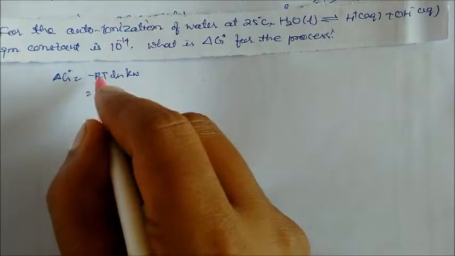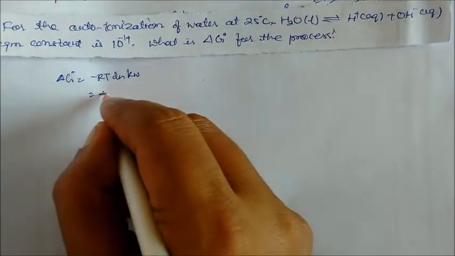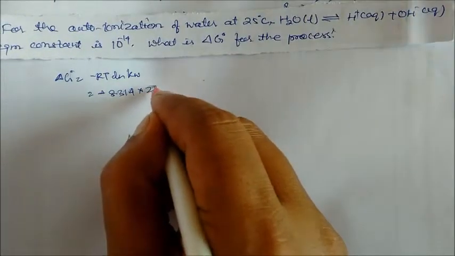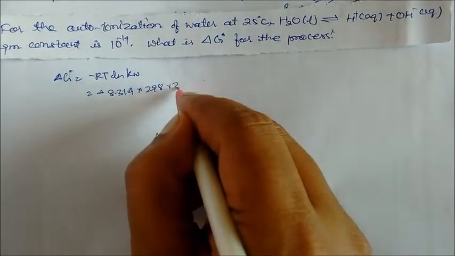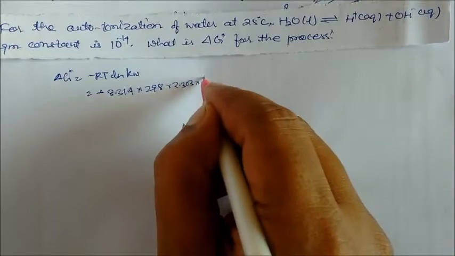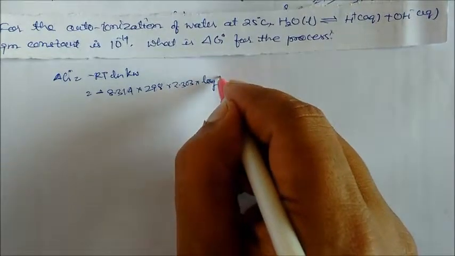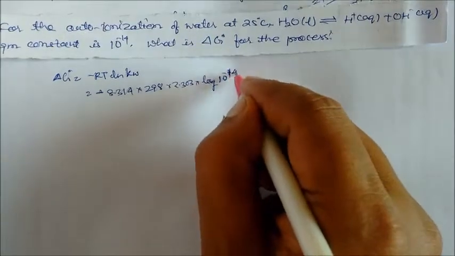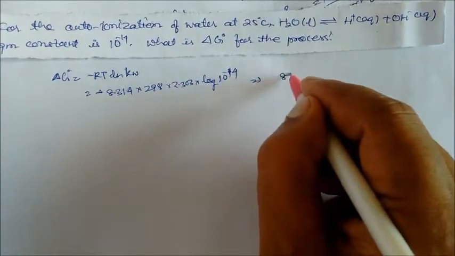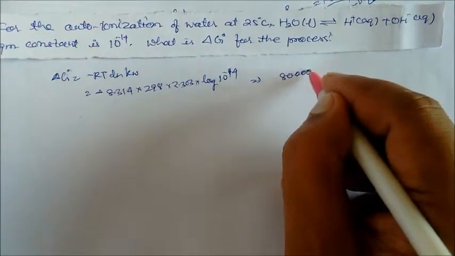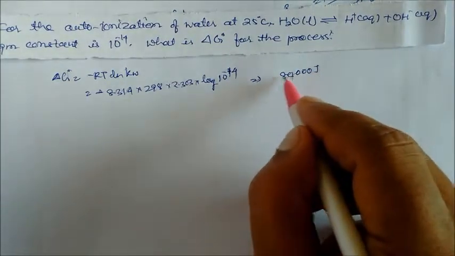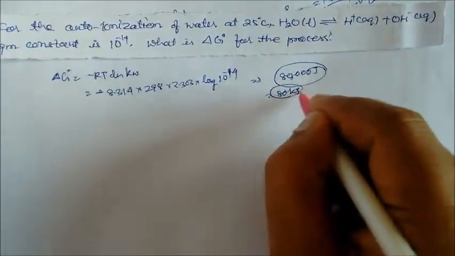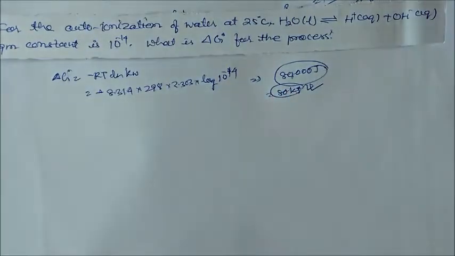We have to find the delta G naught. So here R is 8.314 with the minus sign and temperature is 298, and this will be your 2.303 multiplied by log of K, that is 10 to the power minus 14. On solving, we directly get the value 80,000 joule, or we can write 80 kilojoules. So this is our answer.